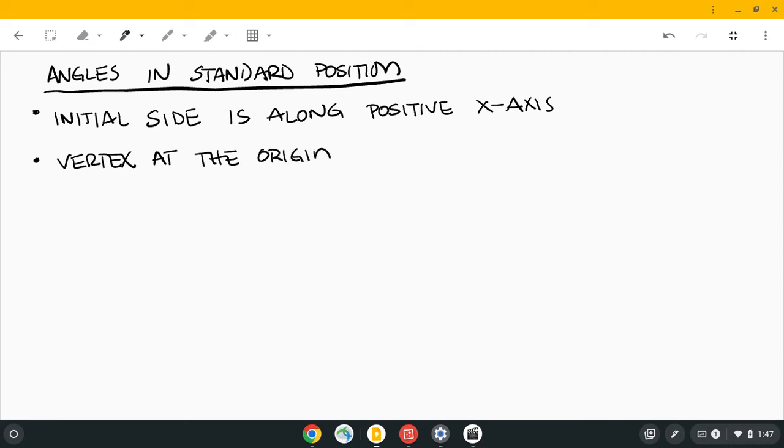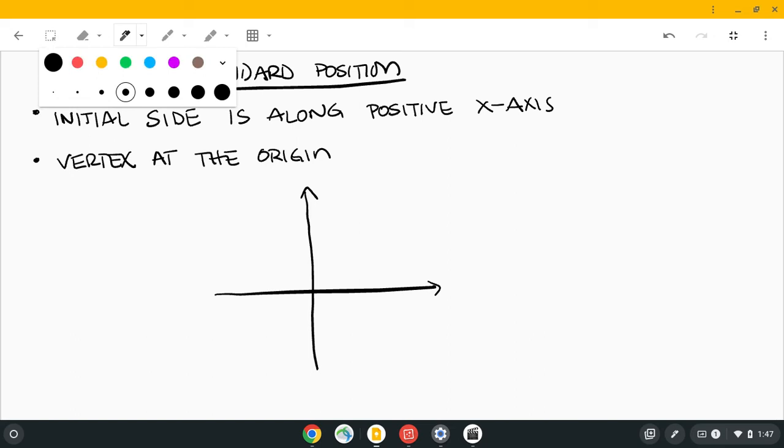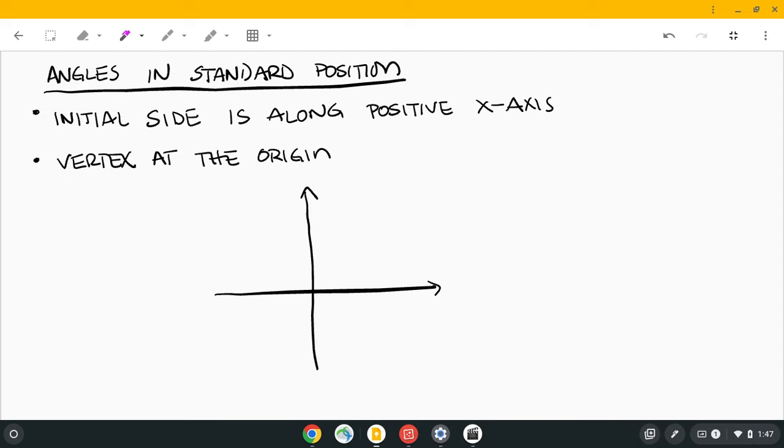Okay, so if you have your coordinate plane, and I'm going to draw an angle in the coordinate plane, then according to this, the initial side needs to be along the positive x-axis, so that would have to be like here. And the vertex has to be at the origin. Okay, so this would be an example of an angle that's in standard position.